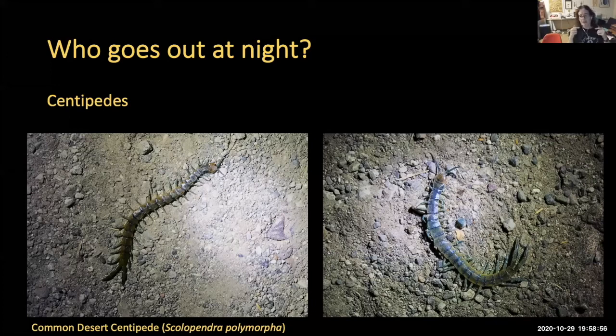If you do try to handle them, which I don't know why you would, they might bite, and that should be very painful because they have venom. But they're really awesome. This is the common desert centipede, which is pretty common and comes in different colors. They are sometimes very colorful and beautiful creatures, but they run very fast and they do bite.